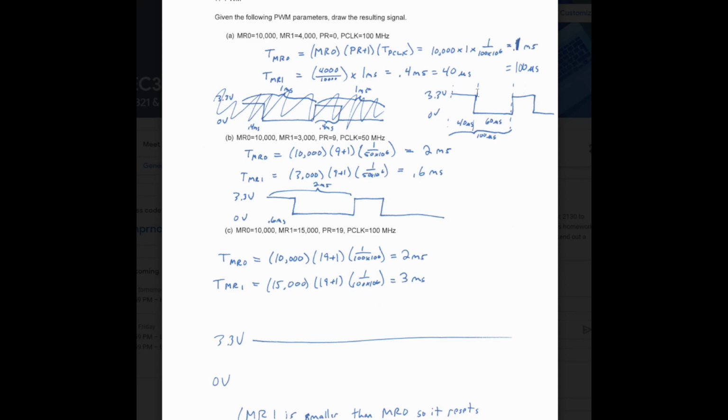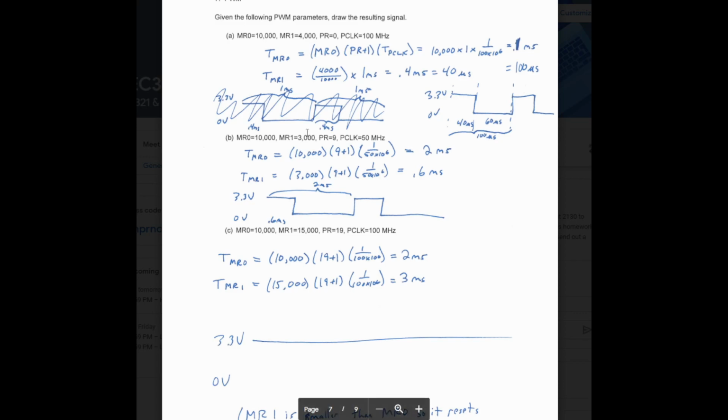The PWM signal looks like this: until MR1 it is high voltage, so 3.3 volts. At MR1 it drops to low volts, or 0 volts in our case, and it stays at that for the remainder of the period. So we're high for 40 microseconds, and then we're low for 60 microseconds. And then we repeat that signal in perpetuity.